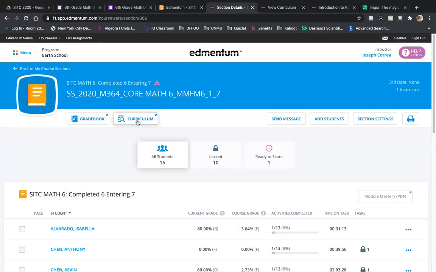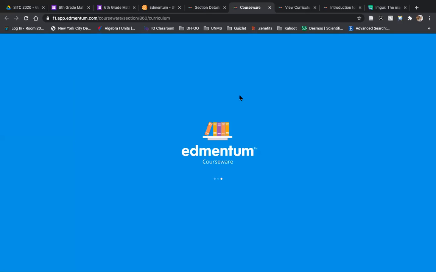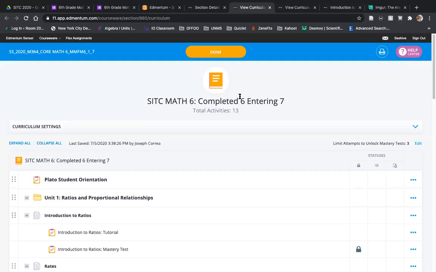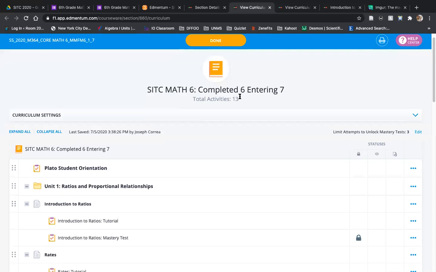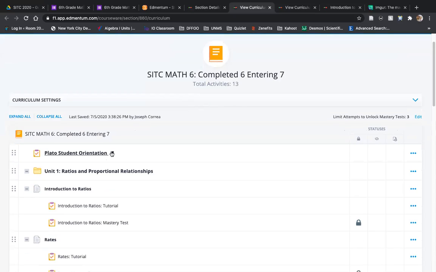Right? So mine is up here, it says curriculum, I click there, and that's basically going to be all the math work that we're doing for the next couple of weeks. You want to watch the student orientation. And then what we're working on first is unit 1. The lesson that we're working on today is this one here that says Introduction to Ratios.